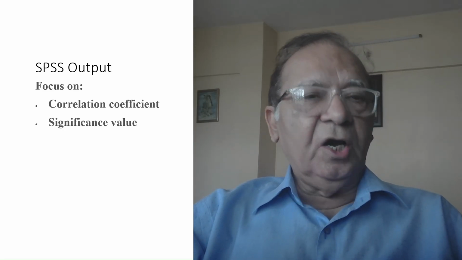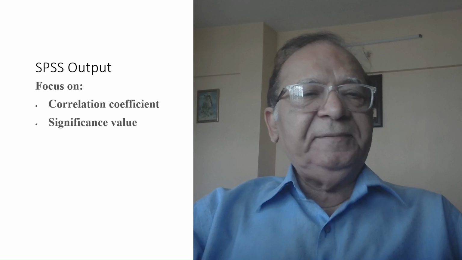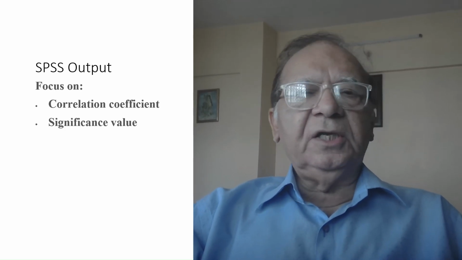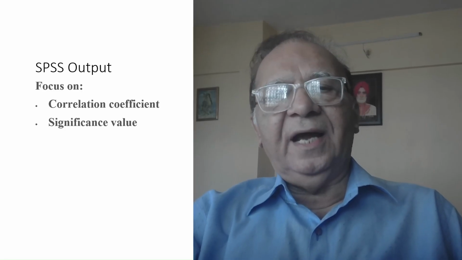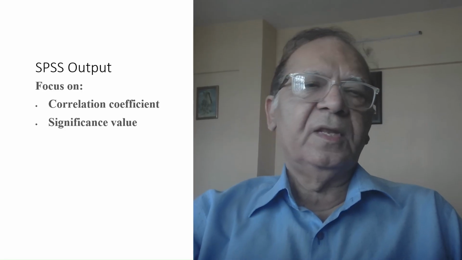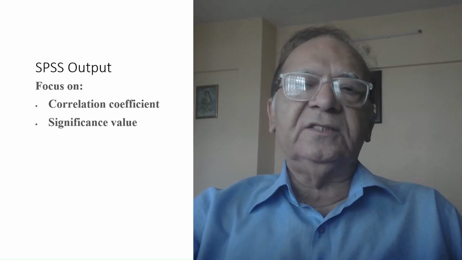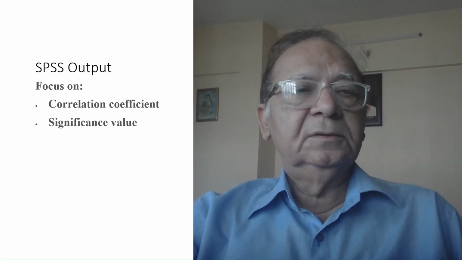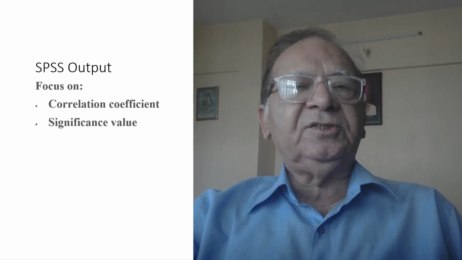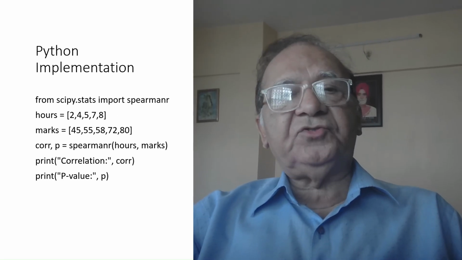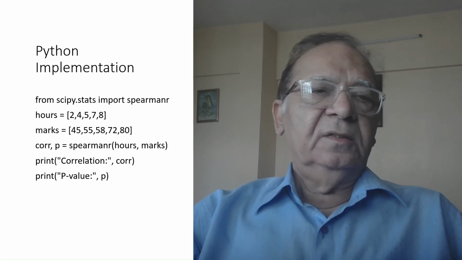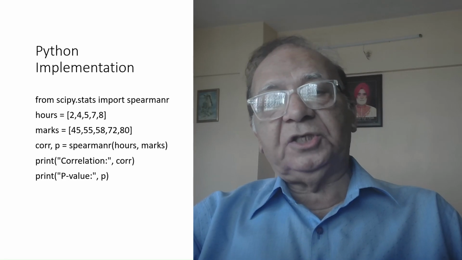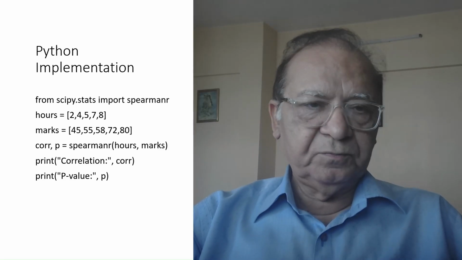After working on SPSS, SPSS reports two important values. The correlation coefficient tells us the strength and direction of a relationship. The significance value tells whether the relationship is statistically significant. Python makes Spearman correlation extremely simple. The spearmanr function directly provides the correlation coefficient and p-value.